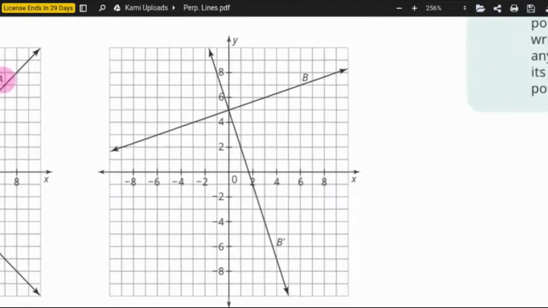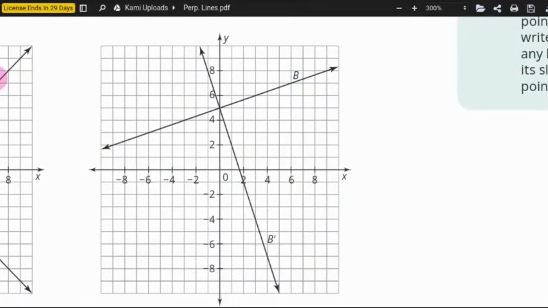We have two lines. We have B and then we have B prime. That apostrophe is read as the word prime. Where B is our original line, B prime is the line that is perpendicular to our original. And again, we want to write the equation for each line. So I'm going to start with the regular B. Again, I need to identify both the slope and the y-intercept.